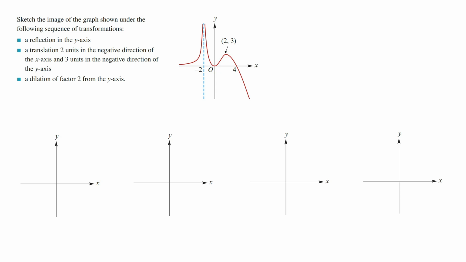Sketching the image of a graph under a sequence of transformations. For this Maths Methods question, we've been given a graph and a sequence of transformations, and we need to sketch the image graph. For the first transformation, we've got a reflection in the y-axis.